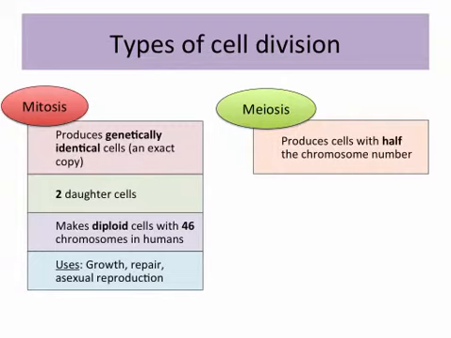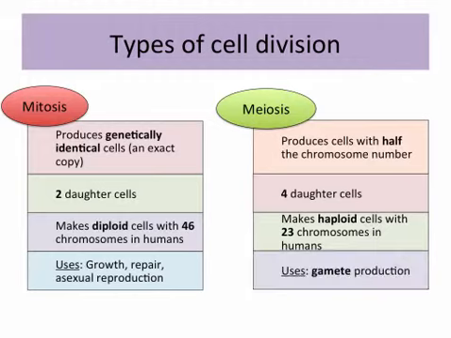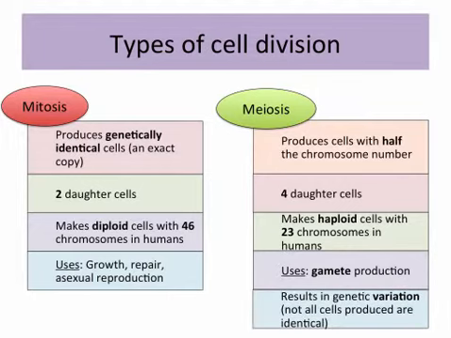Meiosis is used to produce cells with half the chromosome number. It actually produces 4 new cells, 4 daughter cells. These cells are haploid, and they have 23 chromosomes in humans. Meiosis is used in the production of sex cells, or gametes. Meiosis is responsible for genetic variation because not all 4 daughter cells produced are the same. They have different combinations of the genes from the mother or the father.